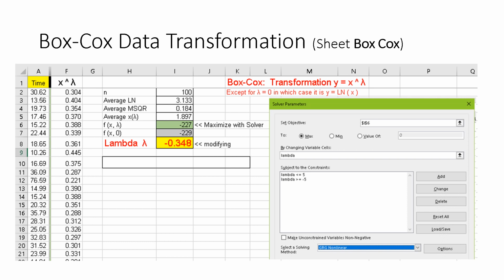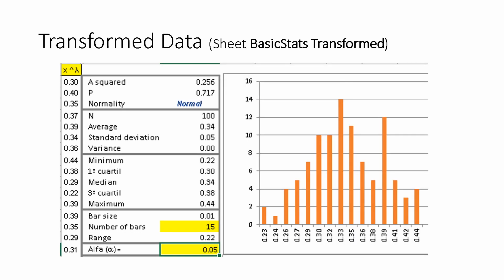The restrictions are that lambda should be between -5 and +5. The resulting value is lambda equal to minus 0.348. In column F, we obtain the transformed data. We will check now if this transformed data follows indeed a normal distribution in sheet basic stats transformed. Checking the normality of this transformed data, we obtain a p-value of 0.717, which confirms that this data is now normal. P is greater than 0.05.